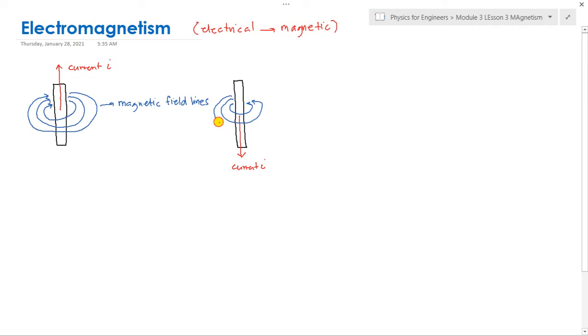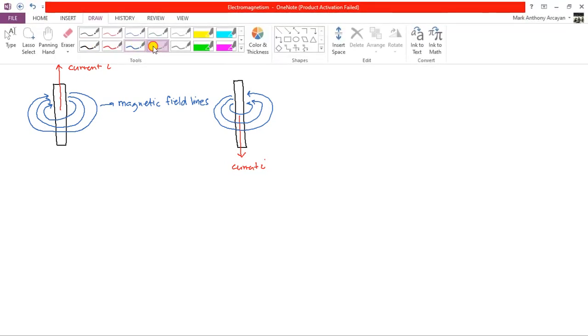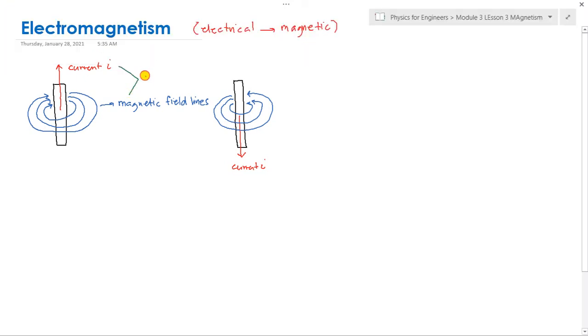So still perpendicular to your current. So this is a simple representation of an electromagnet. Okay? And these two right here, we're going to indicate, for your notes, this should be perpendicular to each other. Perpendicular. Okay, that is the simple representation of an electromagnet.